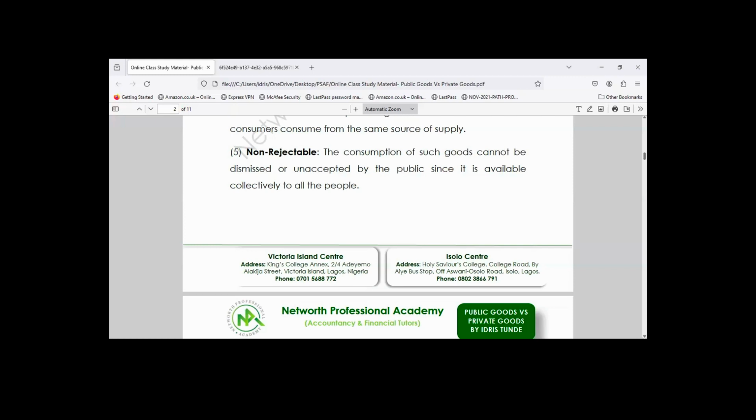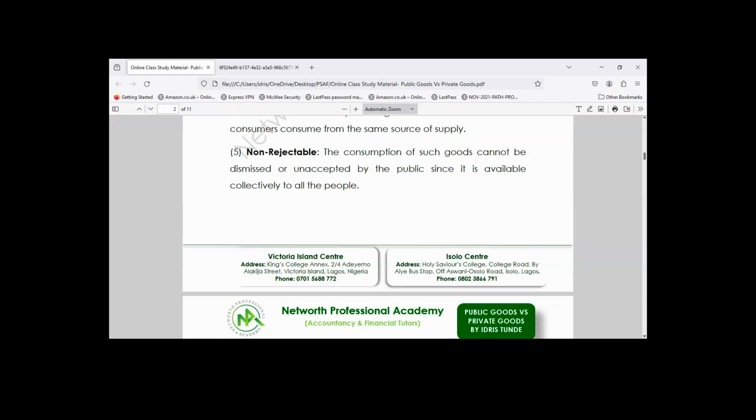During COVID-19, government said the COVID vaccine is very important to all citizens. It's compulsory. Even in some offices, you must show evidence of COVID-19 vaccination before you can enter the office. It means you cannot reject that vaccine. The COVID-19 vaccine is provided free of charge by government. It's a public good, but you cannot reject it. It's compulsory because of your health. It's non-rejectable.